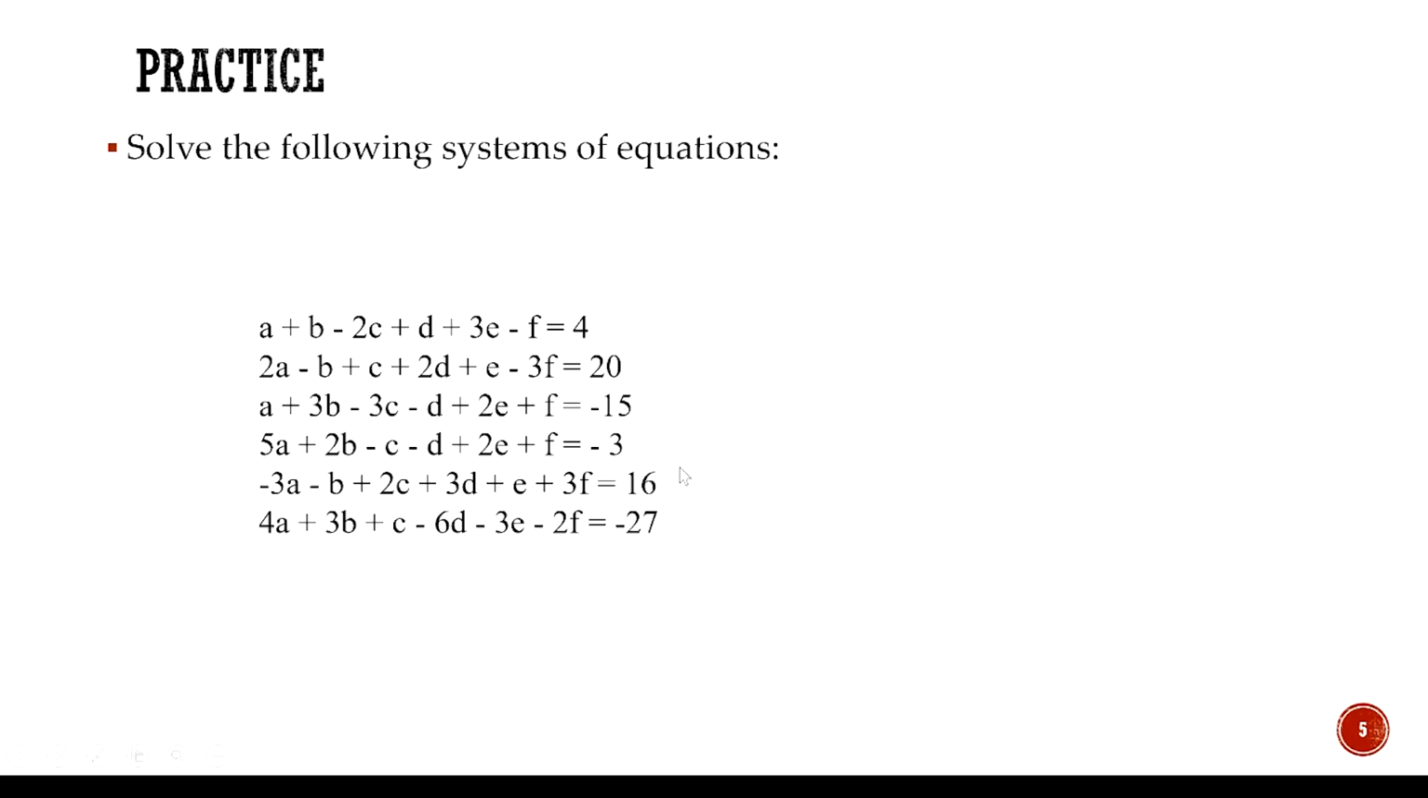Now, here is the practice. This one makes better sense because we see the equations and the variables. So solve the following systems of equations. It means that first we need to define the coefficient matrix. For example, the first equation is 1, 1, minus 2, 1, 3, and minus 1. And the right-hand side or B matrix are 4, 20, minus 15, minus 3, 16, and minus 27. So let's quickly solve these systems of equations.